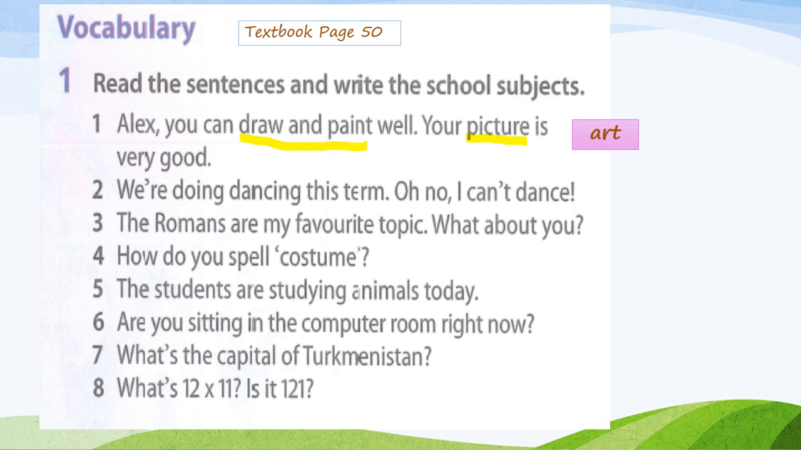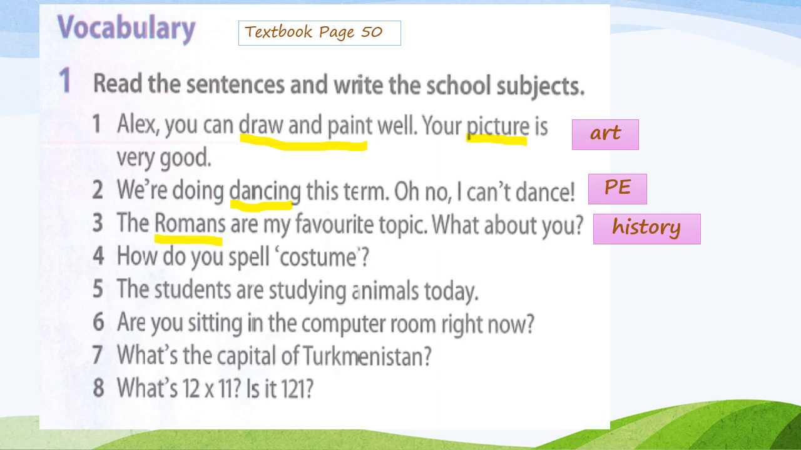We are doing dancing this term. Oh no, I can't dance. So what do you think? Which subject is that? Dancing. Some of you might think it's music, but in this case, it's PE, physical education. The Romans are my favorite topic. What about you? Now, Romans are the people in Rome, and they used to be very famous a long time ago. So this is history. Next, how do you spell costume?